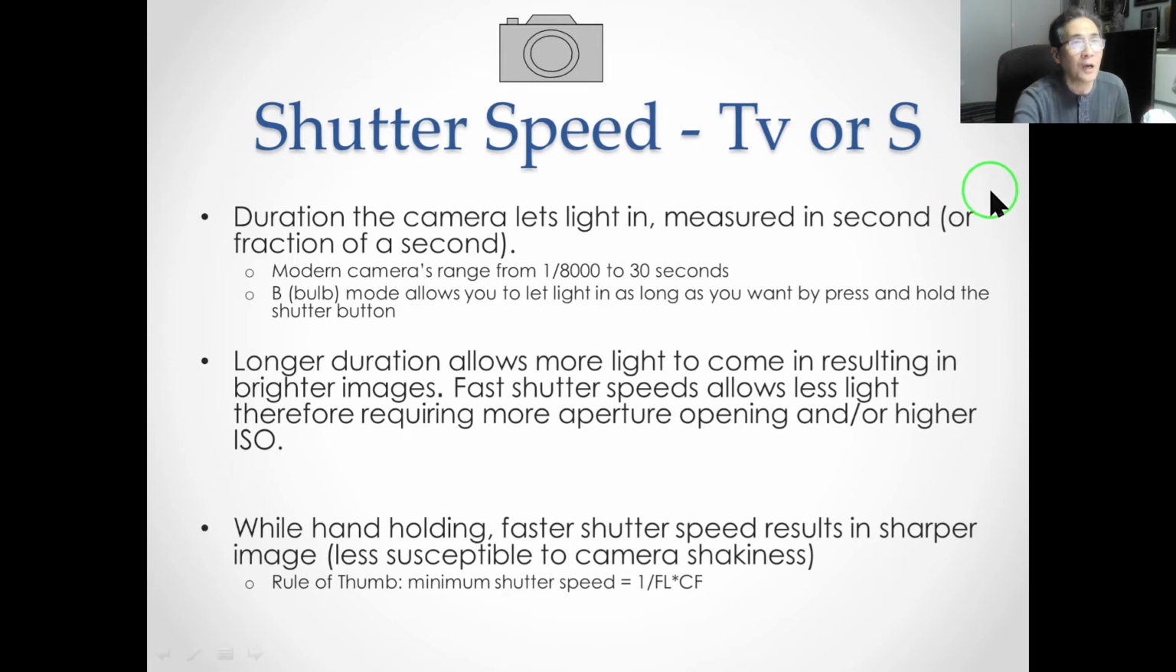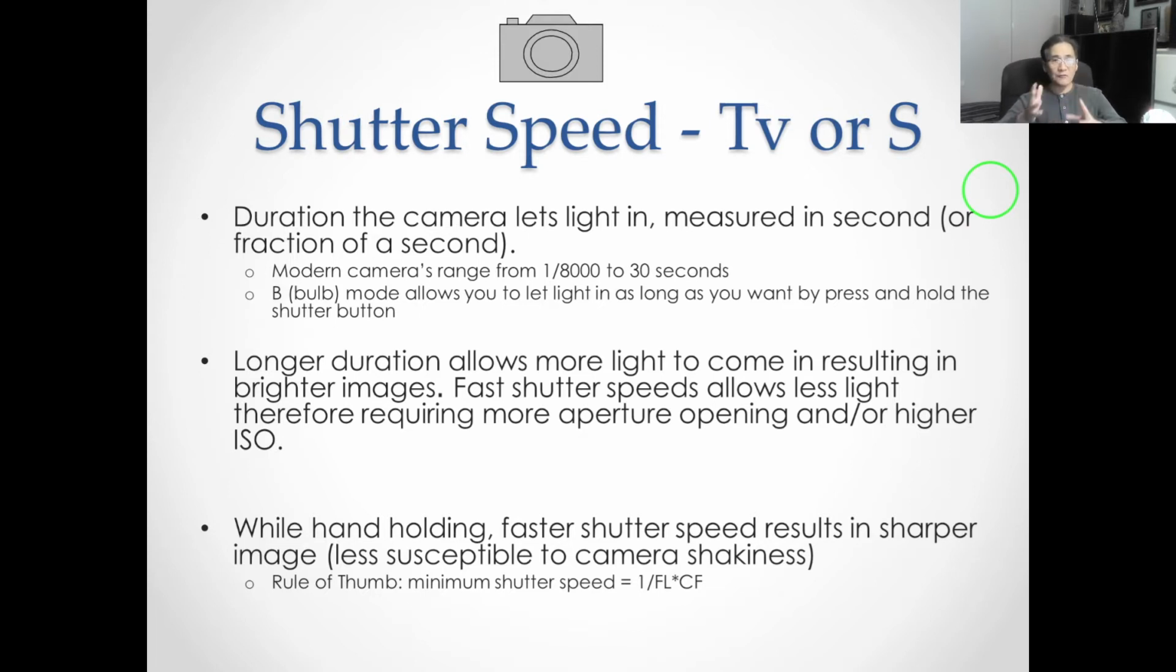Okay, the film camera that I had there only allows me to do 1/1000 of a second down to 2 seconds, and then the bulb mode. Now, modern cameras allow you to do from 1/8000 of a second down to 30 seconds, and then the bulb mode is going to allow you to do more than 30 seconds. All right. As we discussed, longer duration allows more light. Shorter duration allows less light.